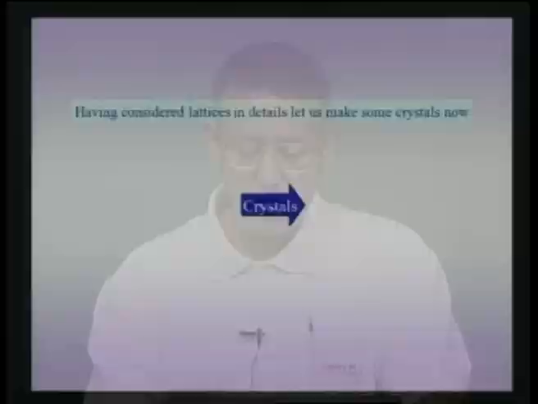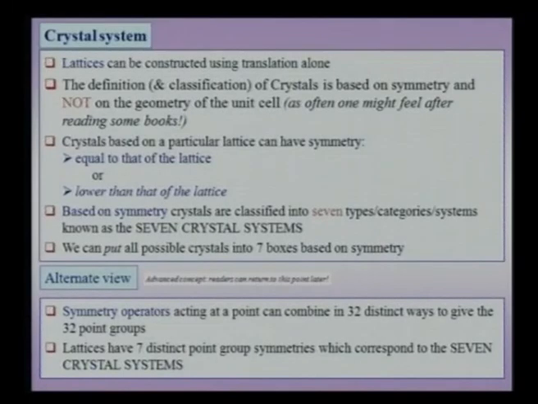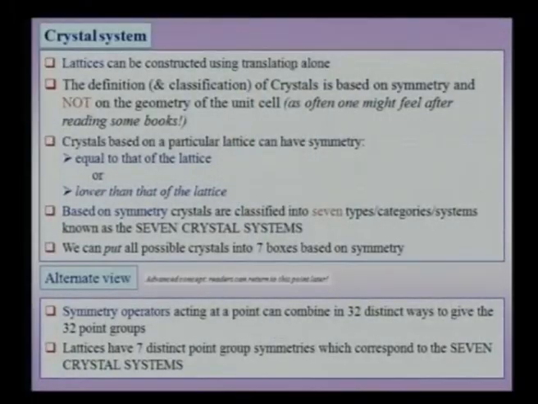After making crystals in 1, 2 and 3 dimensions, let us now return to our main flow, which is considering the various crystal systems. This may be a good point to revise some of the aspects, perhaps not in detail, but a little revision. So, we have seen that lattices can be constructed using translation alone. The definition of crystals is based on symmetry and not the geometry of unit cell, and we have seen that often these two coincide, or they can coincide at least in the case of some real crystals.